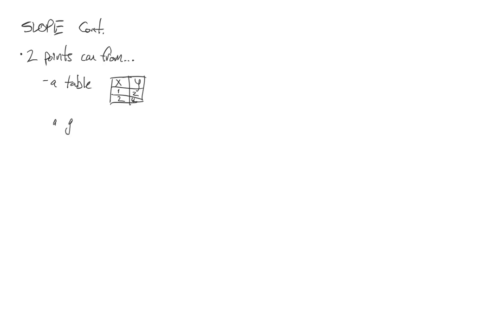It can come from a graph, right? You could have a graph and be like, oh, look, it had the point 1, 2 right there and the point 2, 4 there. And then you can calculate the slope that way. Or we can just be given 2 points, given the coordinates, right? Like x, y, x, y. So there's a few ways we basically get those from, okay? And we're going to see all of these in action pretty soon.